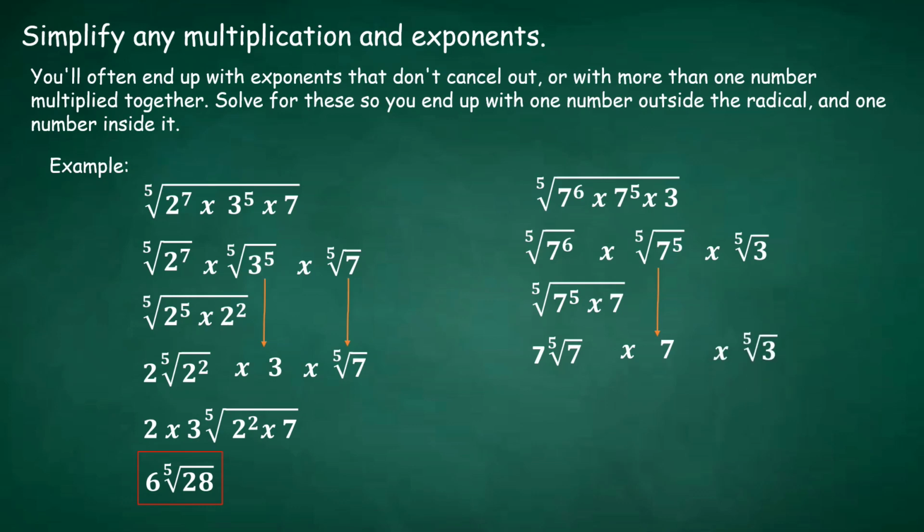Now we need to simplify. So the expression becomes 7 times 7, and copy the numbers inside the radical, so that we can have the fifth root of 7 times 3. So 7 times 7 becomes 49, and the fifth root of 21. It is because we multiply 7 times 3. So the final answer is 49 times the fifth root of 21.